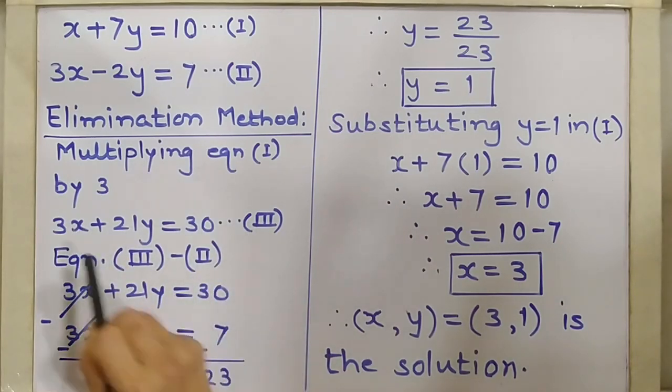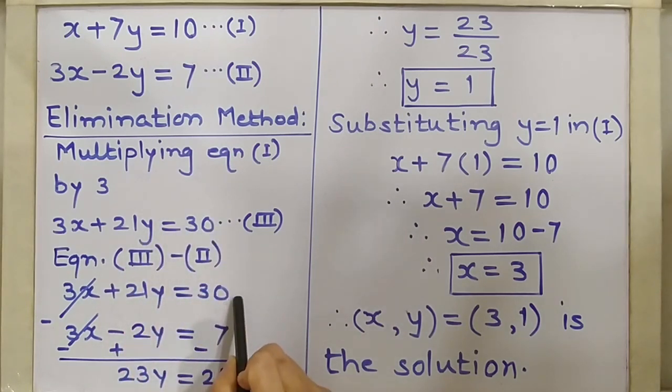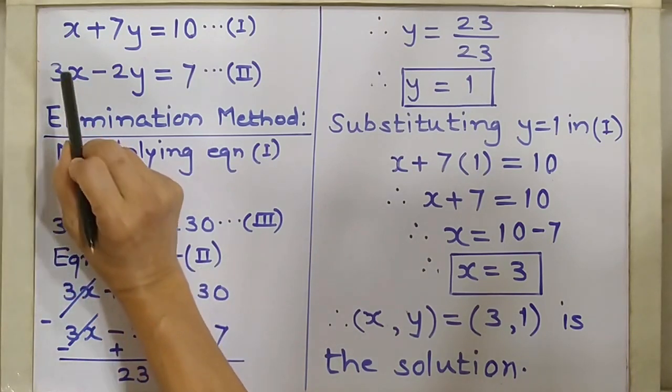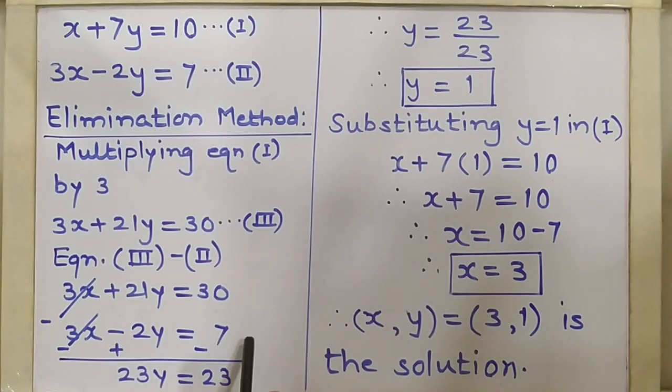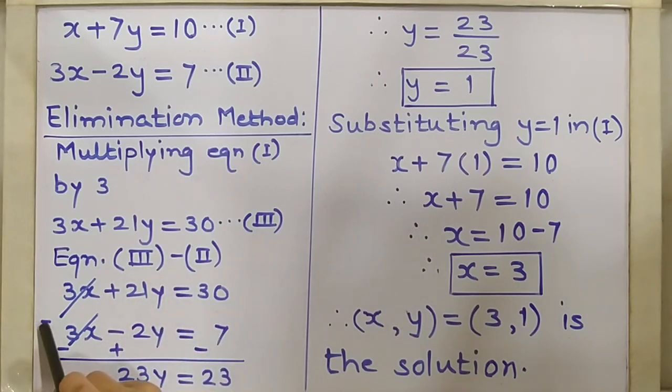This is equation 3. I'll write this: 3x plus 21y is equal to 30. I've written this here. Minus equation 2. Equation 2 is 3x minus 2y is equal to 7. We have written it here. We have to subtract. This is the minus sign. For subtraction, first the minus sign comes here, and then all the signs in the second equation will change. So this will become minus, this will become plus, and this will become minus.